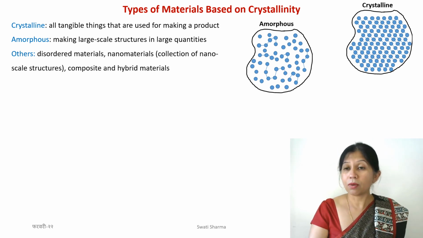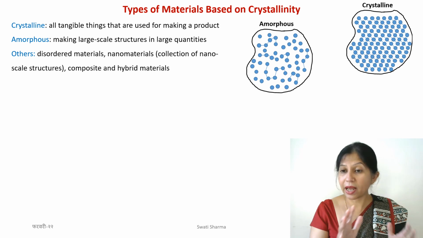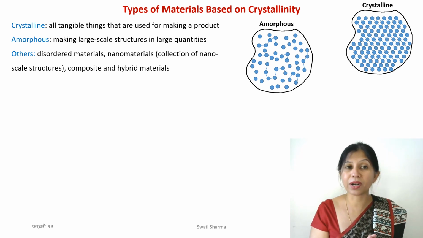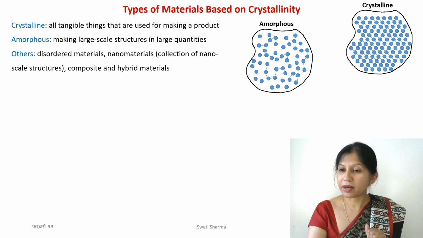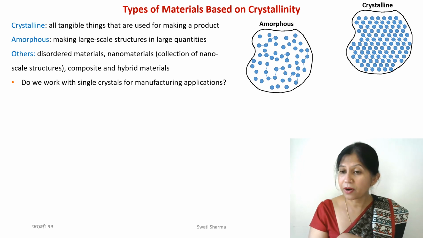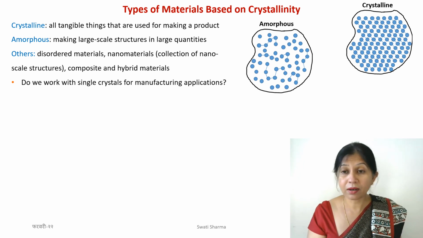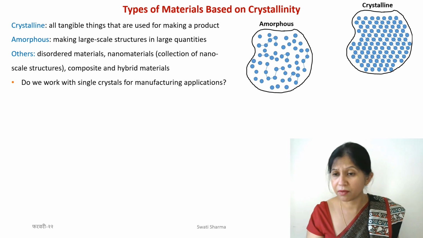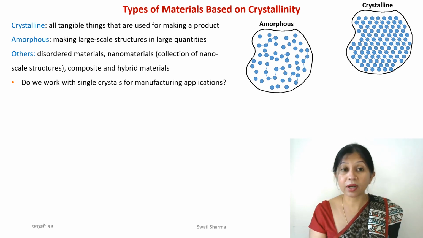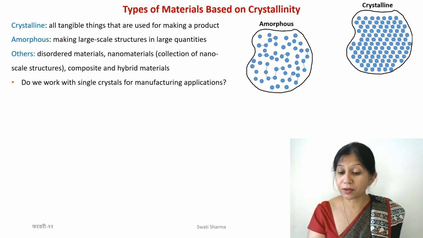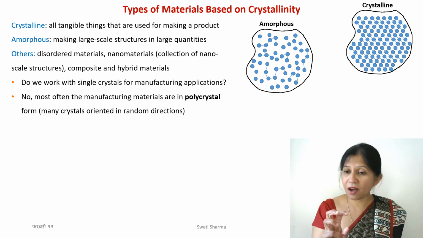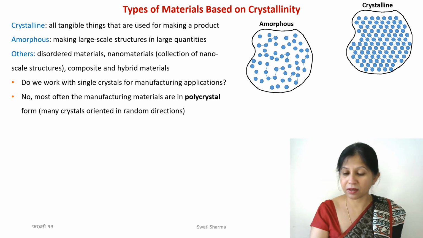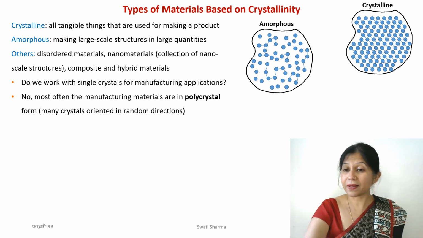There are also other materials, which right now we will not go into the details of, that are neither amorphous nor crystalline, or are crystalline in certain regions and amorphous in certain regions. But these are some other types of materials. What is important for us is what I just said. If you use metals for manufacturing, for example, are they single crystals? The answer is no. For all practical manufacturing purposes, even if you have a completely crystalline material, still it's not a single crystal.